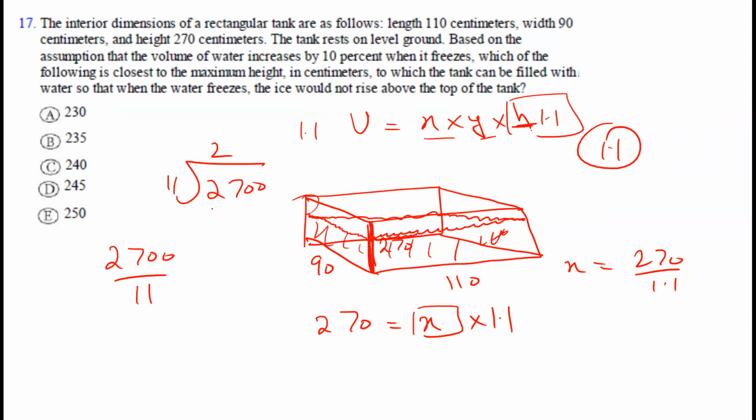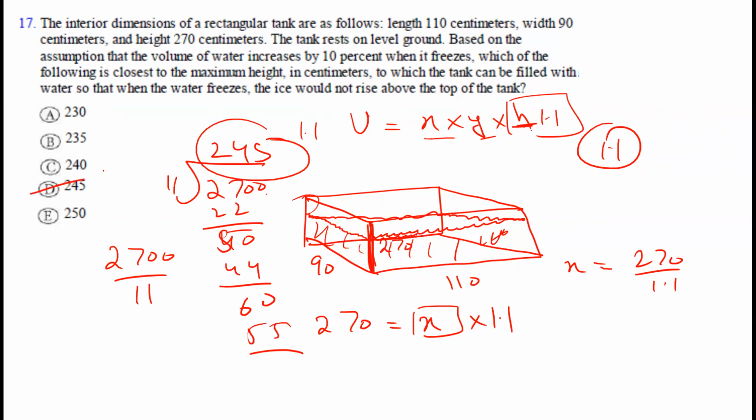So 11 2s are 22. We get 5, sorry, actually 50. 27 divided by 11, 2 is 22, we get 50. So 11 4s are 44. We get 6. And this 0 comes up. And 245, we have 55. So 245 is your right answer.